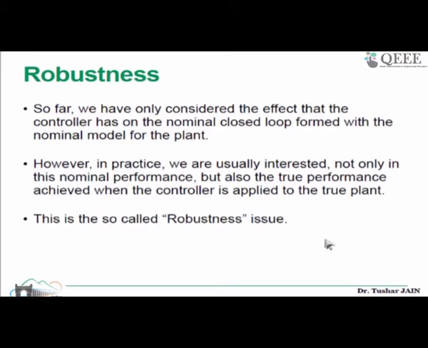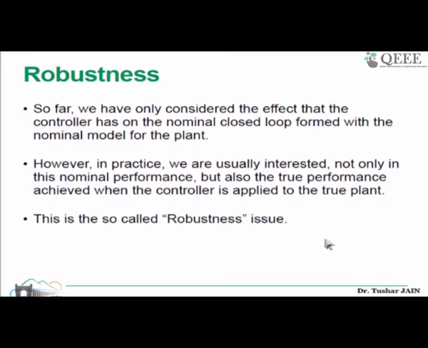However, in practice we are usually interested not only in the nominal performance, but also in the true performance achieved when the controller is applied to the true plant. The transfer function of the controller is known to you because you are the control engineer and you have designed that controller, to be applied onto a physical plant for which you have a model in terms of a transfer function, which might be uncertain. So there you see the robustness of the closed loop with respect to that controller. This is what we call the robustness issue.